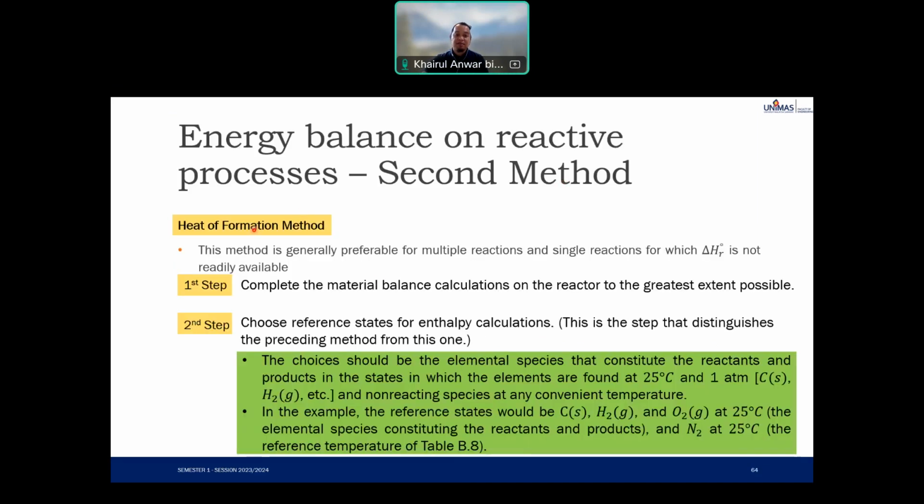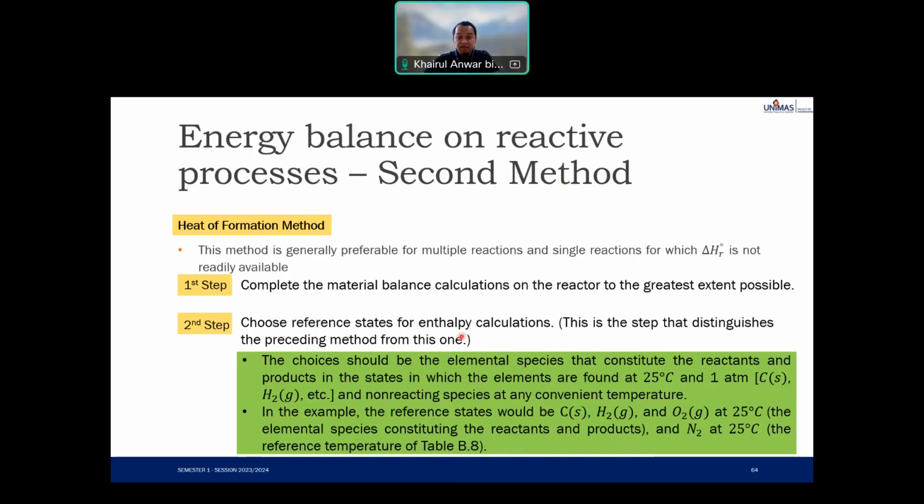Okay, this is the heat of formation method. Similar example, but using another method. Heat of reaction, heat of formation. Okay, the similar thing, do the material balance. How to do the material balance? Refer to the non-reactive.